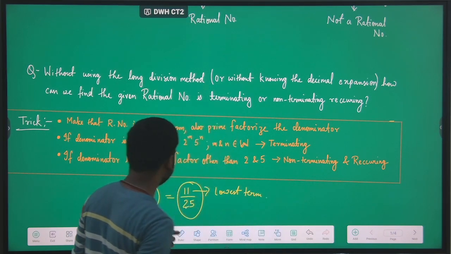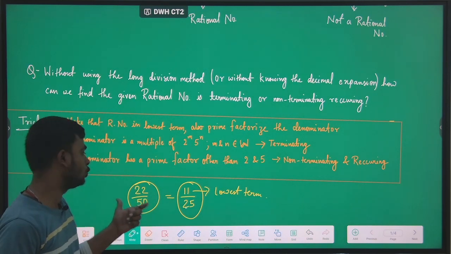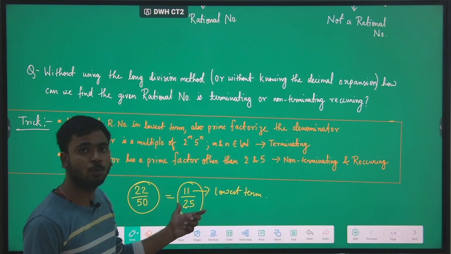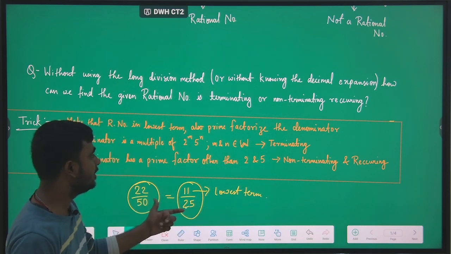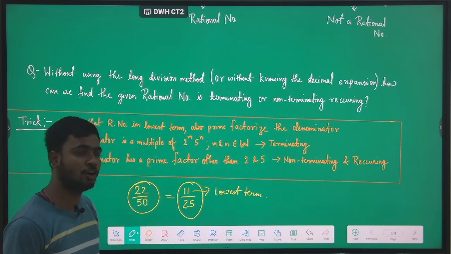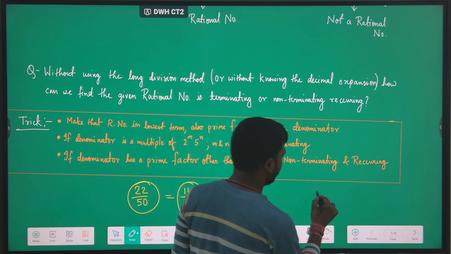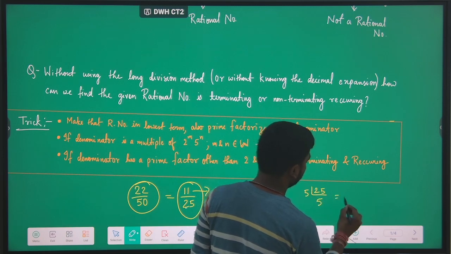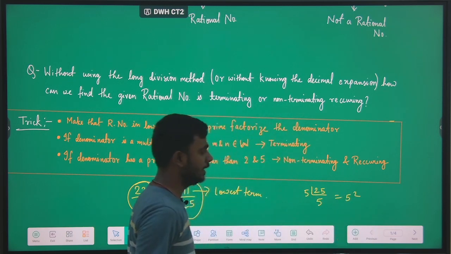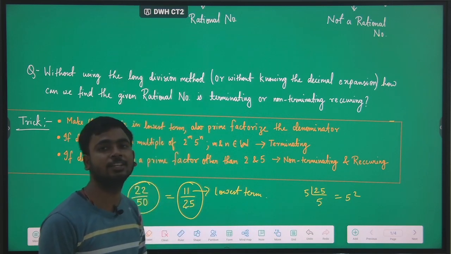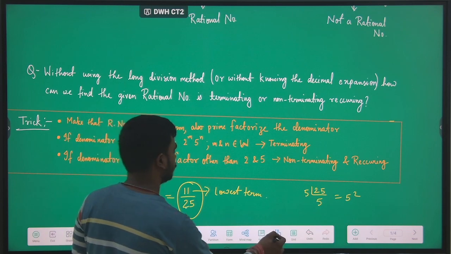So whatever rational number is given to us, first of all we convert it into its lowest term, and then we prime factorize the denominator. Let us suppose it is 25. We know that the prime factorization of 25 is 5 to the power 2.